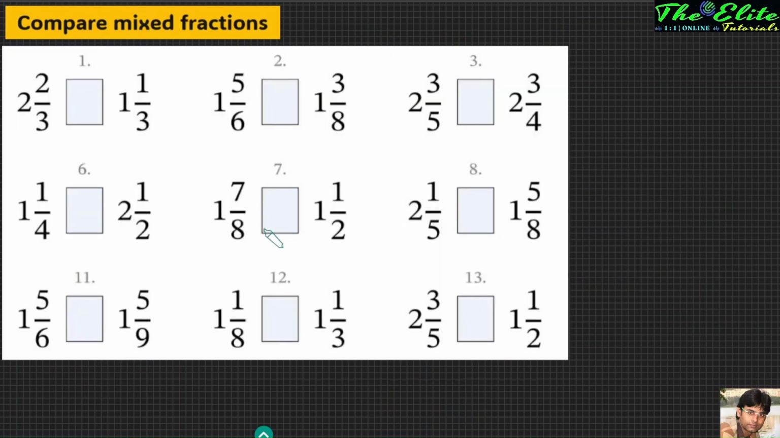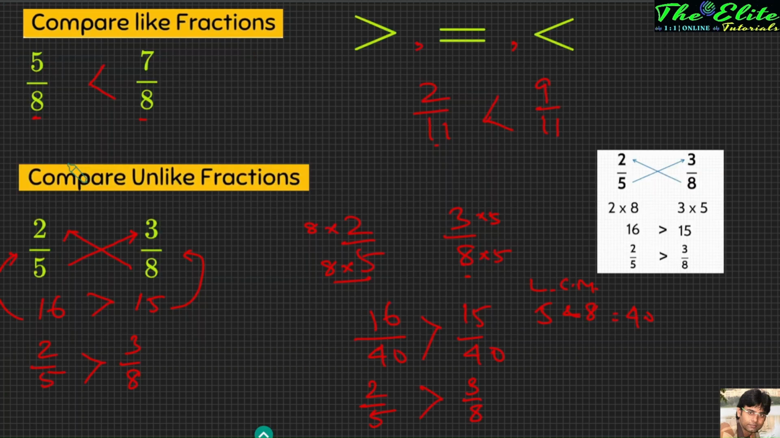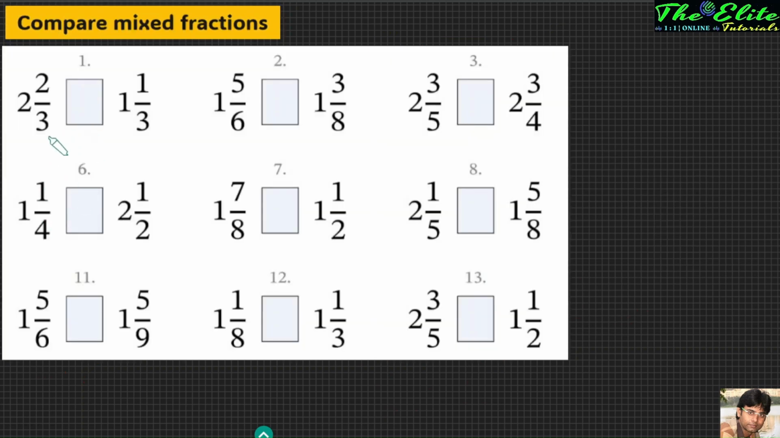Some examples related to mixed fractions. So yes, we can find without changing these mixed fractions into improper fractions, but the best way is to convert these mixed fractions into improper fractions, and then through the previous method we have solved. For example, here you can see 2 whole 2 by 3, 1 whole 1 by 3. It is, by the way, very easy to find, and we can easily write this is greater than this. Why? Because see, the whole part here is greater than the whole part over here. So anywhere when the whole part is greater, that will be greater.